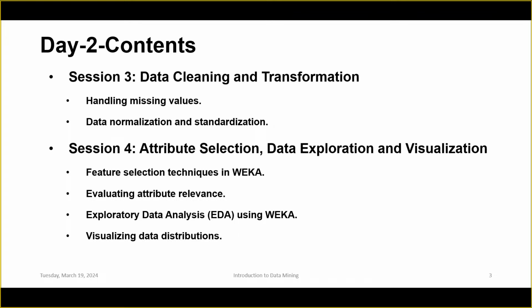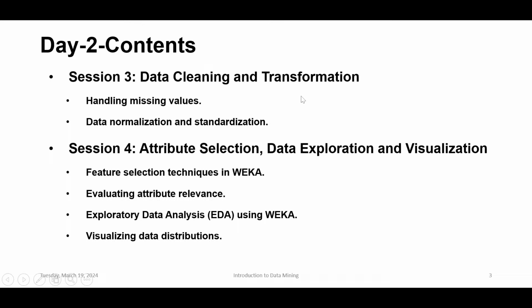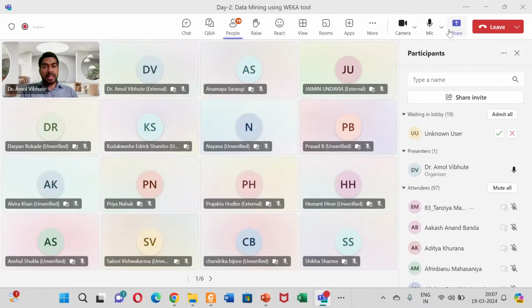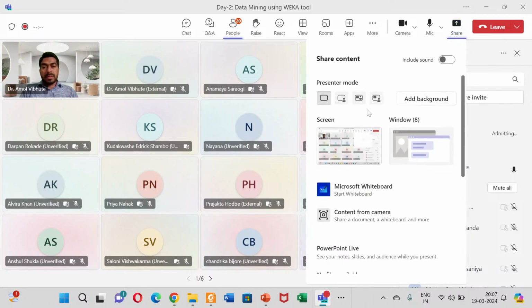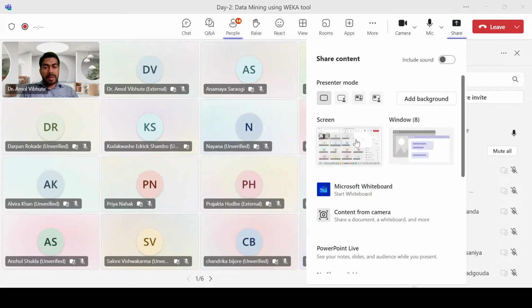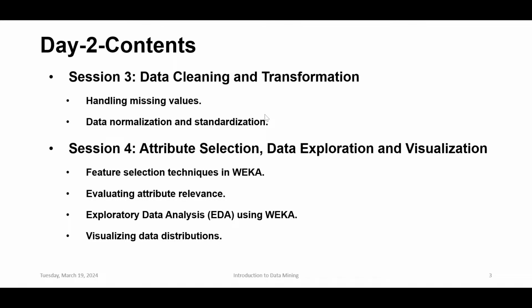And then attribute selection means feature selection. Here are some algorithms for selecting the features, so we'll see them. Now I'm sharing my complete screen for visualizing the content. Hope it is visible, right?